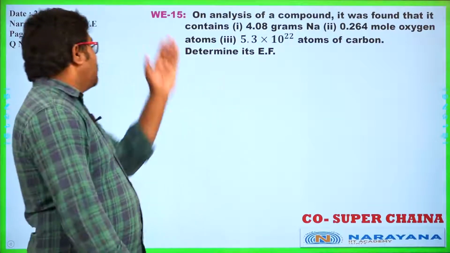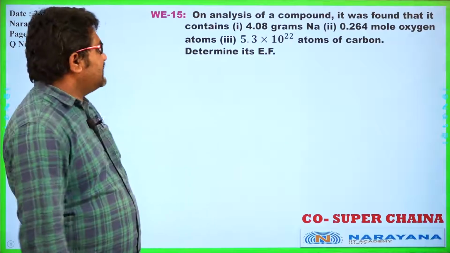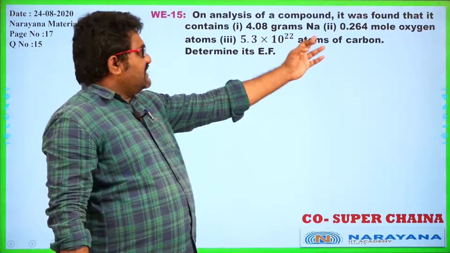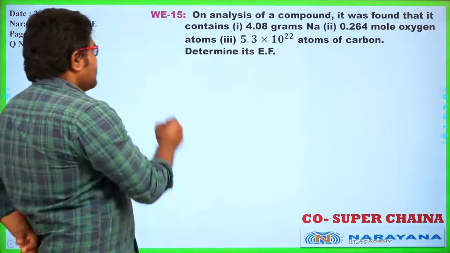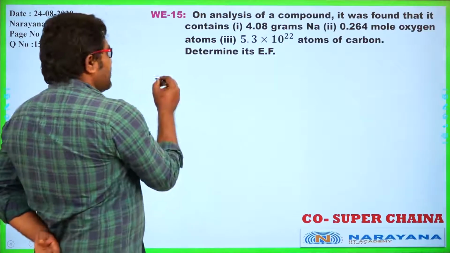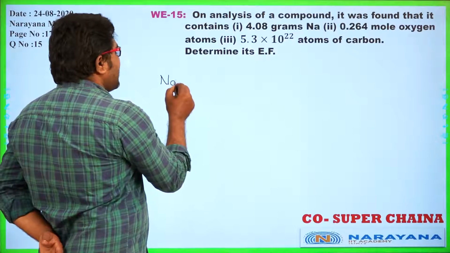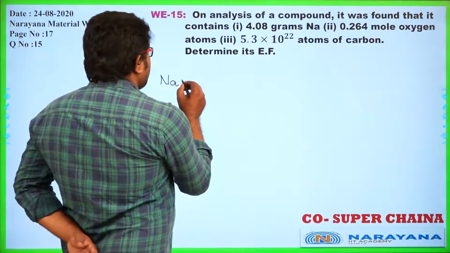Here is the worked example from our material. On analysis of a compound, it was found that it contains three atoms: sodium, oxygen and carbon. Here I am converting all the given information into the ratio of their number of moles. Sodium is equal to how many grams?